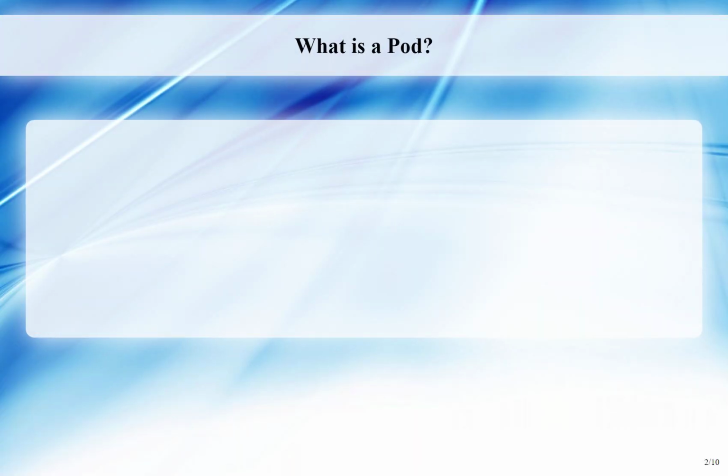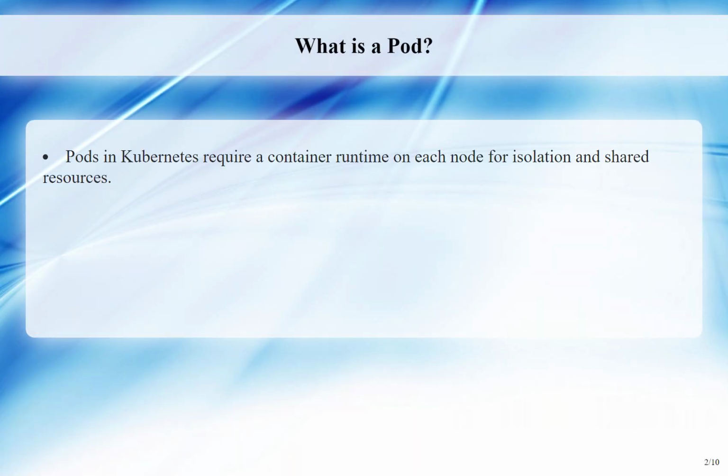What is a pod? To run pods in a Kubernetes cluster, a container runtime needs to be installed on each node for the pods to run. A pod consists of shared Linux namespaces, cgroups, and other isolation features that isolate containers within the pod.